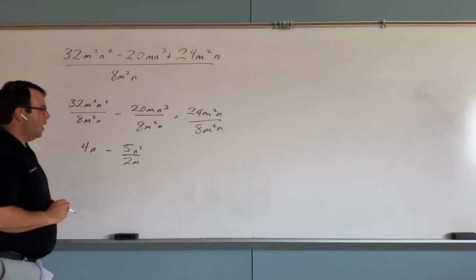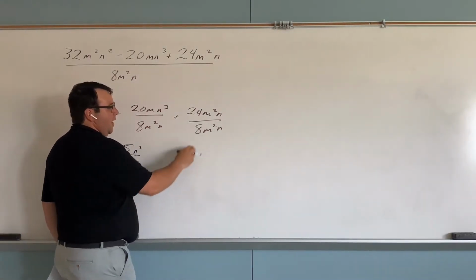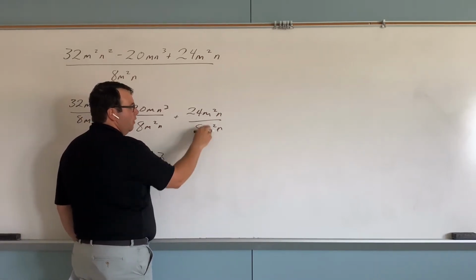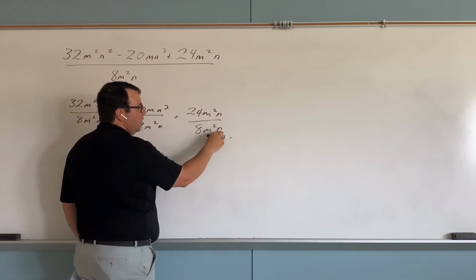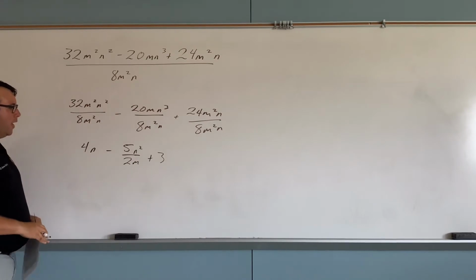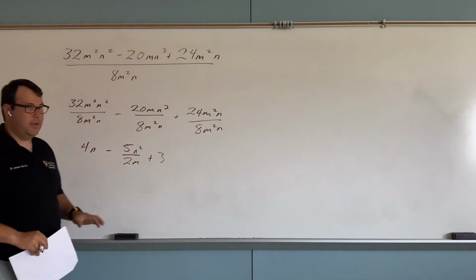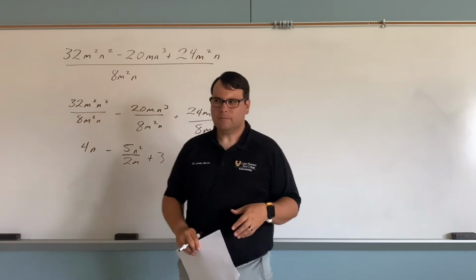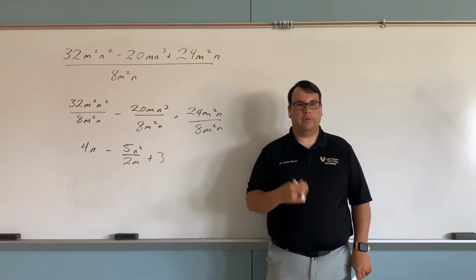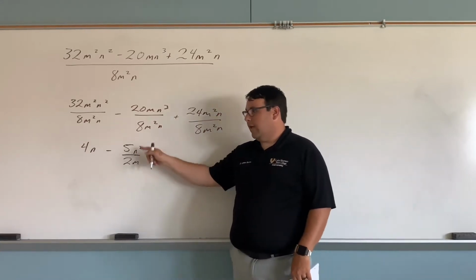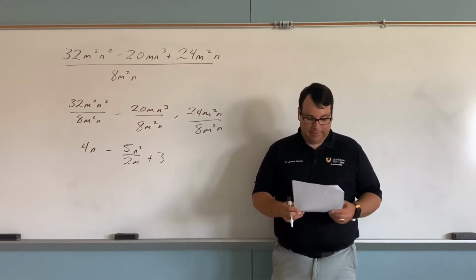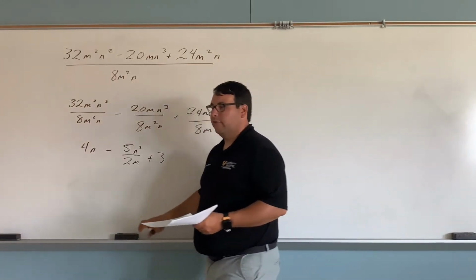Very good. Now, let's go over to this side. 8 goes into 24 perfectly, 3 times. M squared cancels. N cancels. So I'm left with just 3. And so whenever you divide by a monomial term, not always are you left with perfect little results. You don't always get whole numbers or integer values. Sometimes you will get fractional values, and that is a-okay. Now, that being said, let's do one more example before we start talking about factoring.